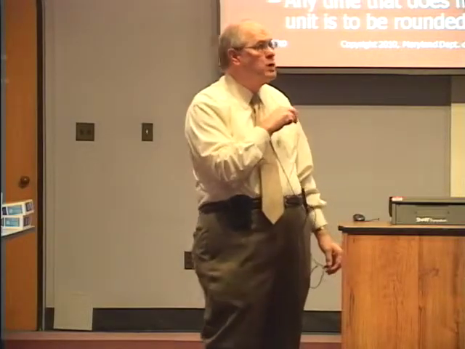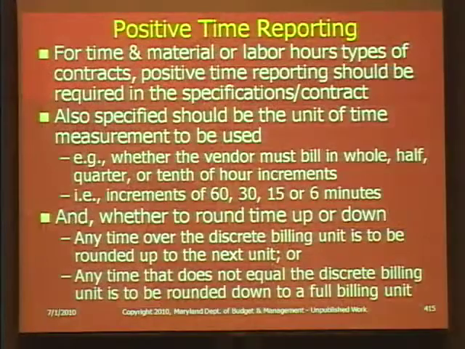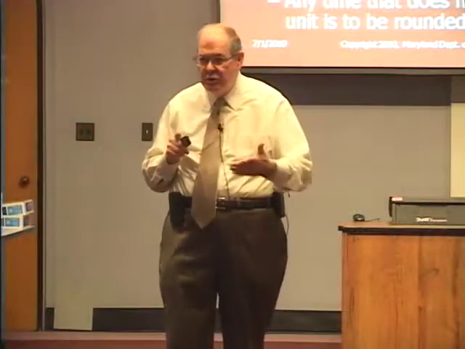So what is meant by the second one is whether the vendor must bill in whole, half, quarter, or 10th of hour increments. So telling them what they should do: increments of 60 minutes, 30 minutes, 15 minutes, or 6 minutes. And this is another thing that I never see, but always when I see time and material type contracts, I go back to the agency and say, you need to address this, since it's usually not going to be exact. If it's a quarter hour increment, what if they work 16 minutes? For 16 minutes, what do you do?